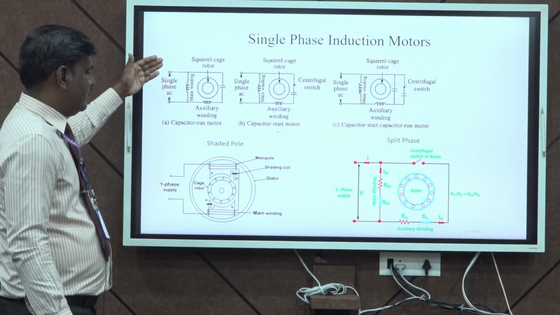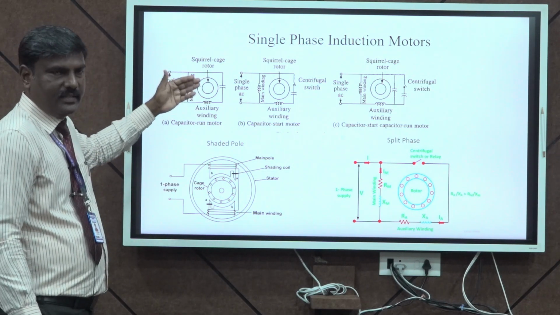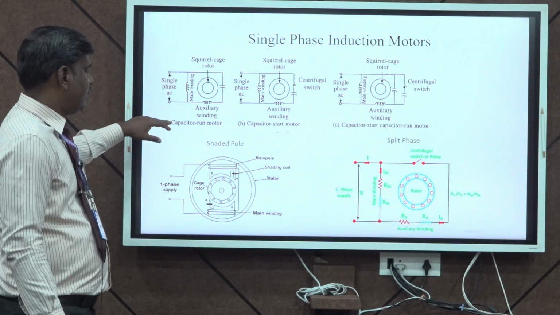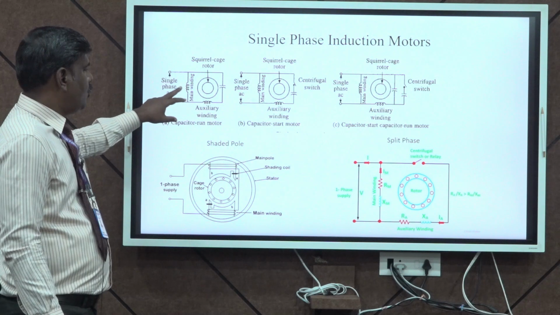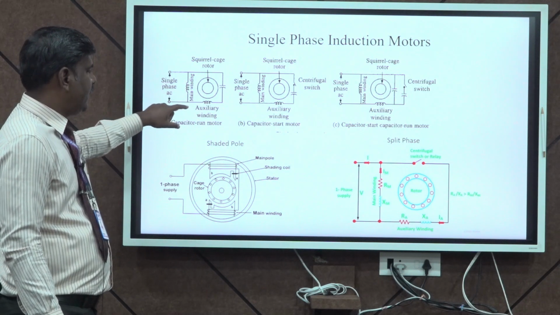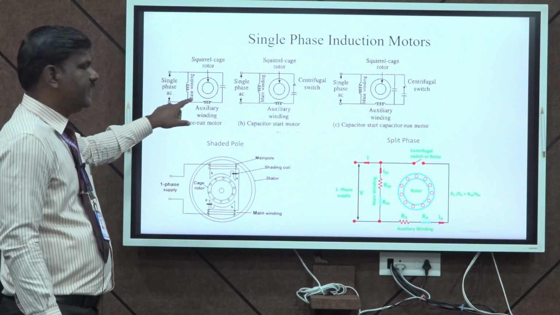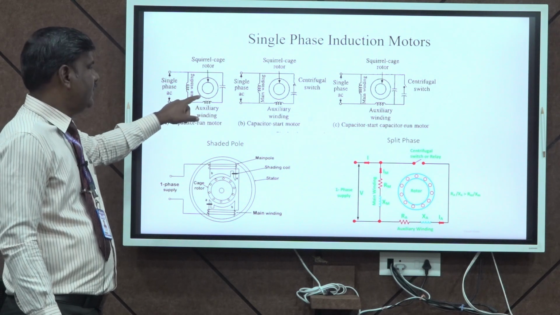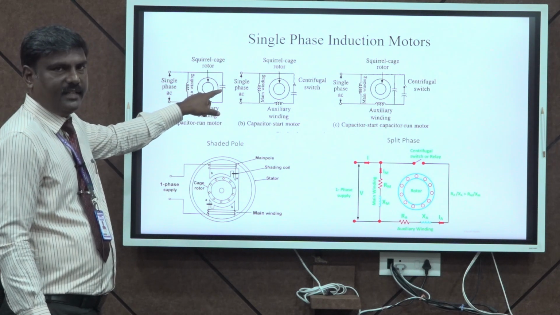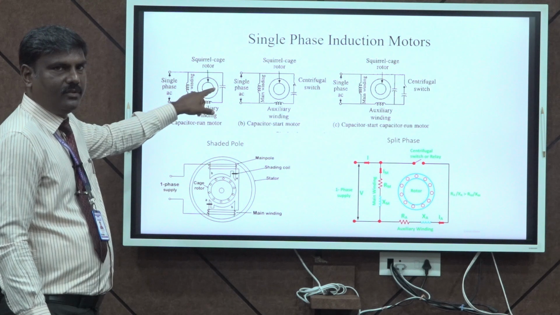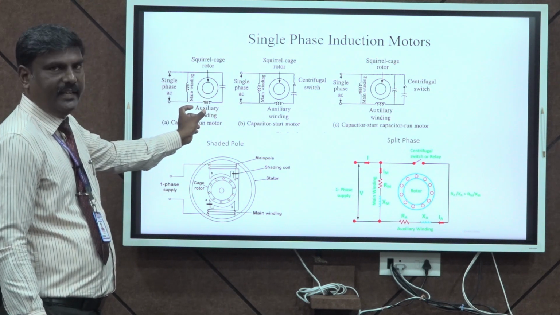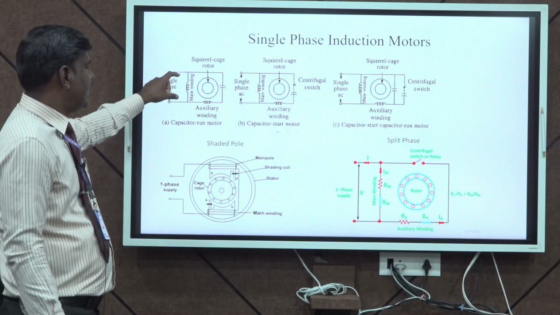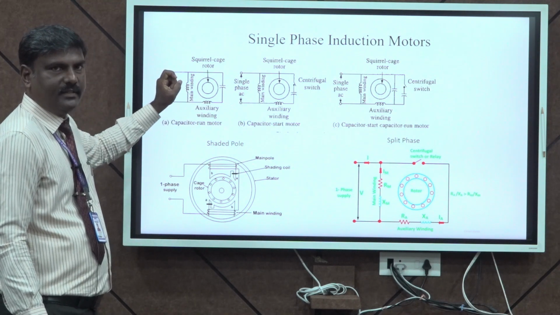This is the circuit of various types of single phase induction motors. First one is capacitor run motor. You see here two windings are there, one is main winding and another one is auxiliary winding. For this auxiliary winding, a capacitor is connected in series. So the voltage across this auxiliary winding is 90° phase shifted when compared to the main winding voltage.